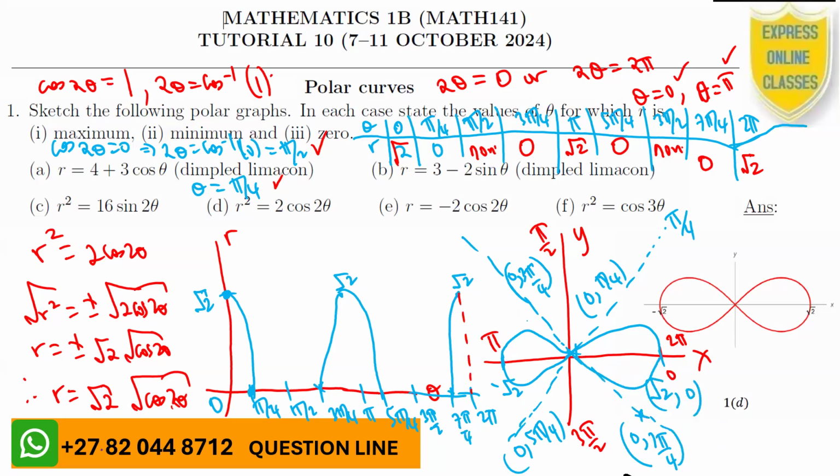Okay. So this is the graph. This becomes the polar curve. So now we've sketched D. Think about it and make sure you understand it, because this is the way to sketch.